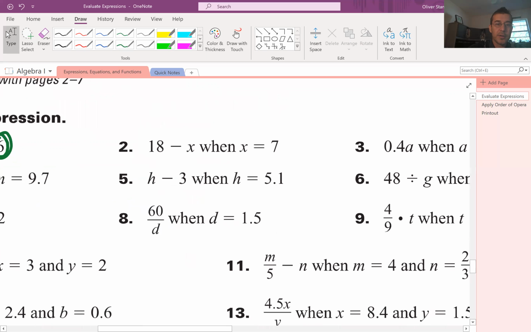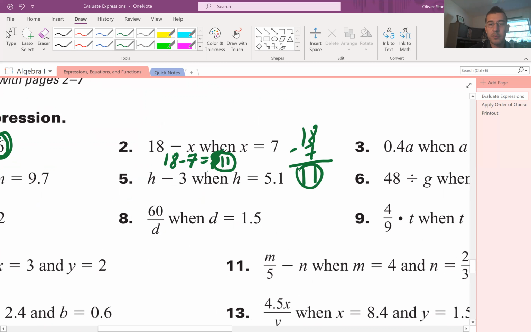All right, next one. 18 minus x when x equals 7. So 18 minus 7, that is 9. Actually, sorry, that's not 9, it's 11. So let's do it here. 18 minus 7, 8 minus 7 is 1, and then 1 minus nothing is 1, so it's 11. Okay, so 11 is the solution for number 2.